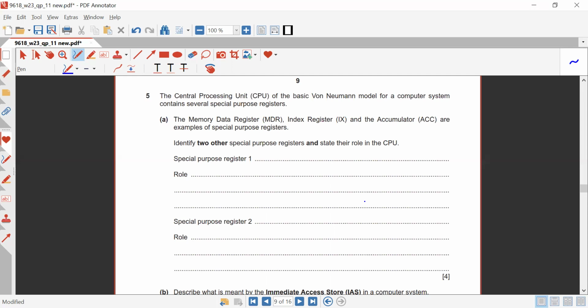Okay. So in the von Neumann model, we are utilizing the MDR, the index register, the accumulator register. We do utilize the program counter, the CIR, the status registers, and the MAR. Okay, that's all you can find in your notes as well. Now, special purpose registers. For the first special purpose register, we can write the program counter over here. It holds the address of the very next instruction that needs to be fetched.